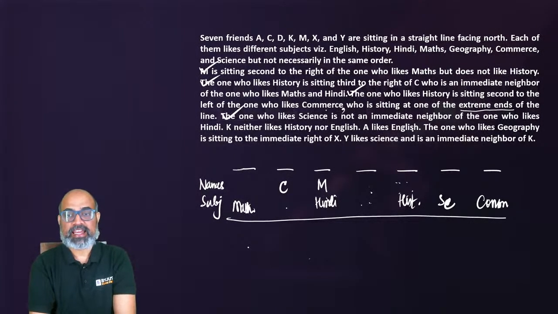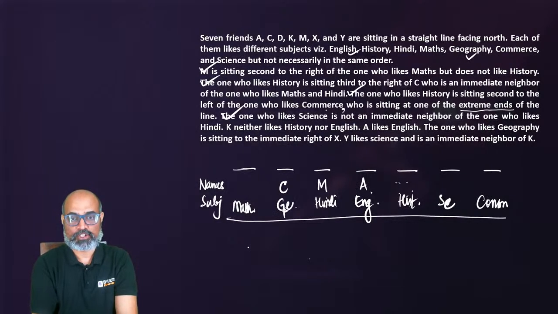Then it says A likes English. Now there are only two subjects that we are left with: one is geography and another is English. So these are the two places where we can place English and geography. Because it says A likes English, we can't place English over here because C is already positioned. So we can only have A and English over here, such that this turns out to be the last subject, geography.